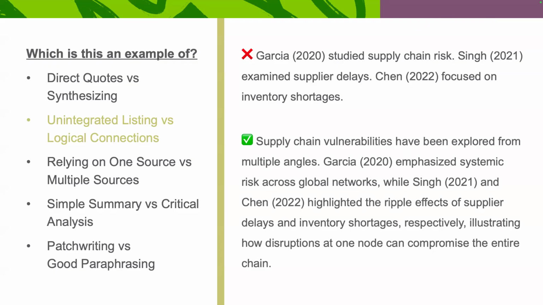So instead, we could say supply chain vulnerabilities have been explored from multiple angles. For example, Garcia emphasized systematic risk across global networks, while Singh 21 and Chen 22 highlighted the ripple effects of supplier delays and inventory shortages, respectively. And then again, why? Illustrating how disruptions at one node can compromise the entire chain.